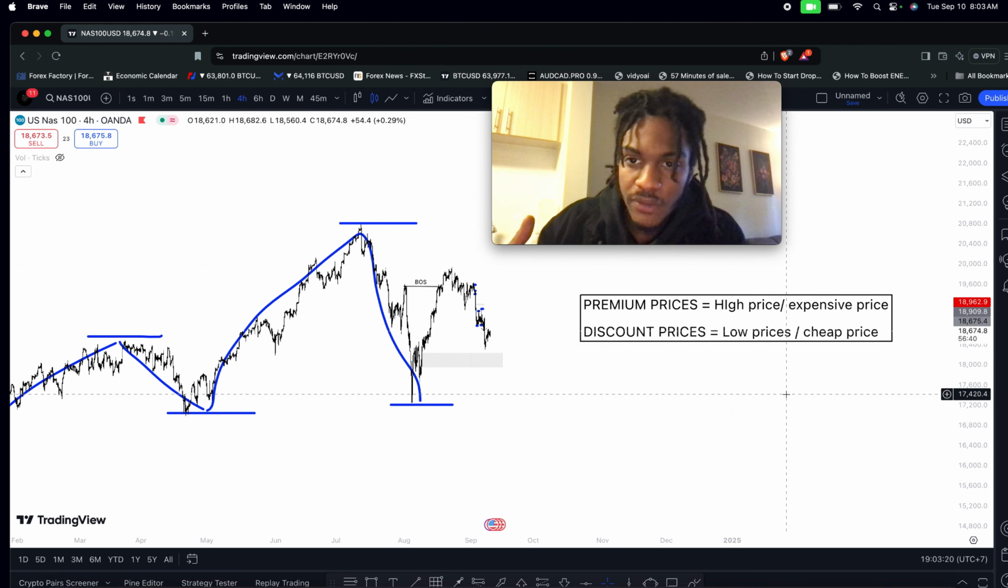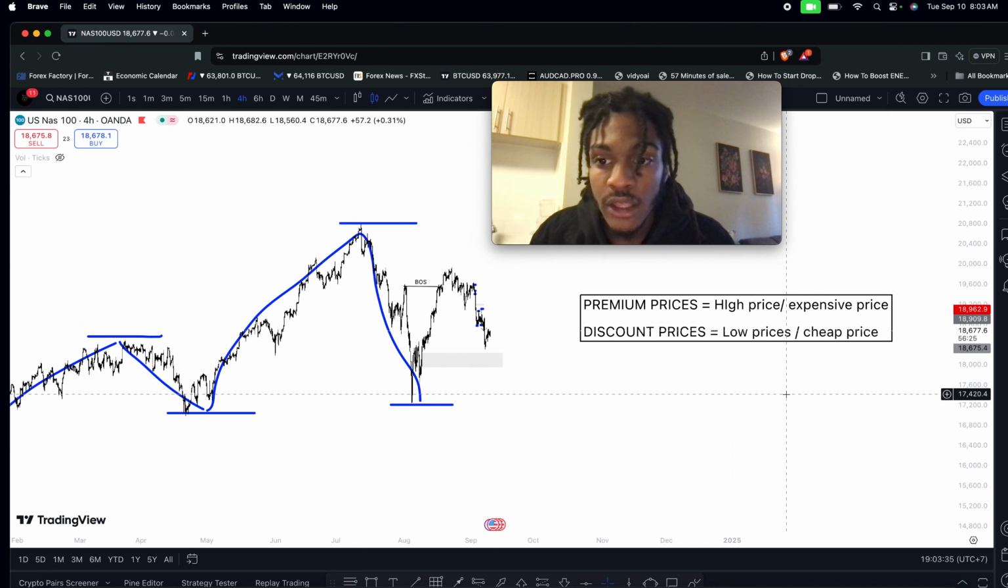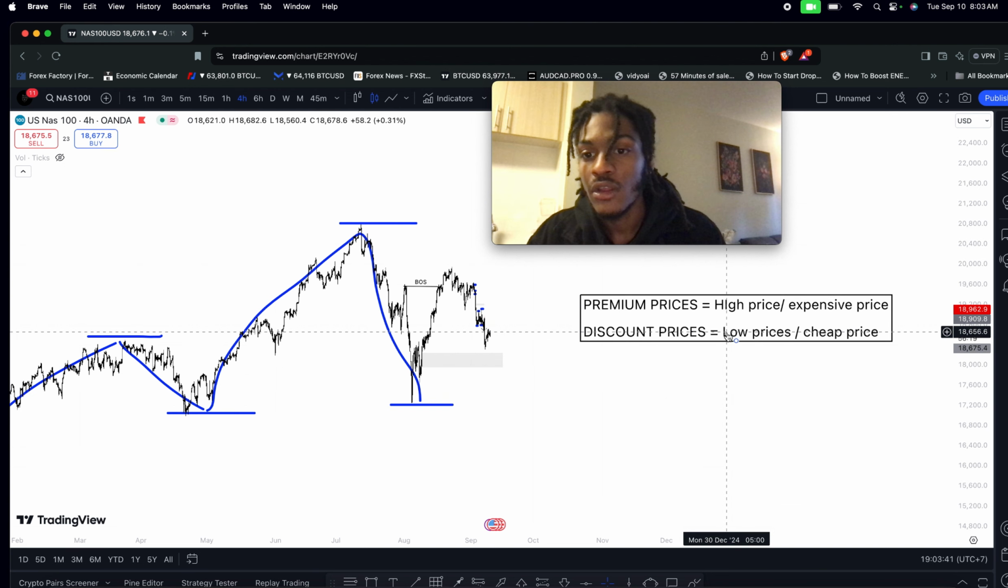And when you're selling something off in the market, like you're selling off an asset, Bitcoin, Nas100, you want to sell at premium prices. So that's all we're doing in Forex. If you're trading smart money concepts, all we're doing is we're buying and we're making money off low prices and high prices. We sell off high prices and we buy off low prices, okay?